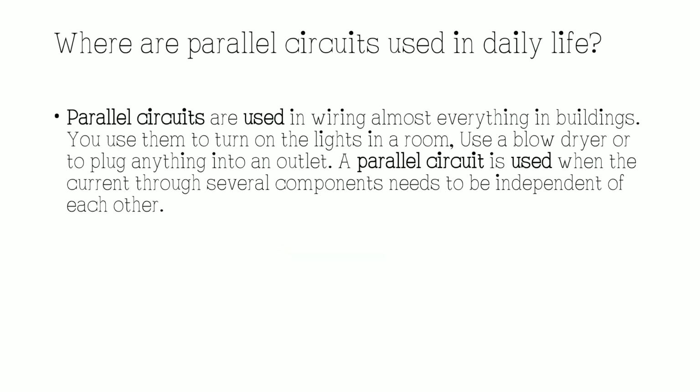So where do we use parallel circuits in daily life? Parallel circuits are used in wiring almost everything in buildings. You use them to turn on the lights in a room. You use a blow dryer or plug anything into an outlet. A parallel circuit is used when the current through several components needs to be independent of each other.